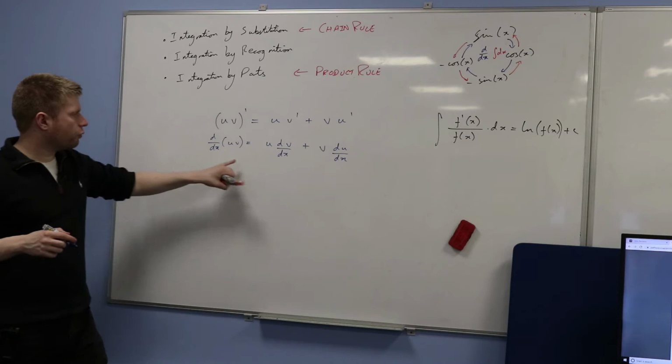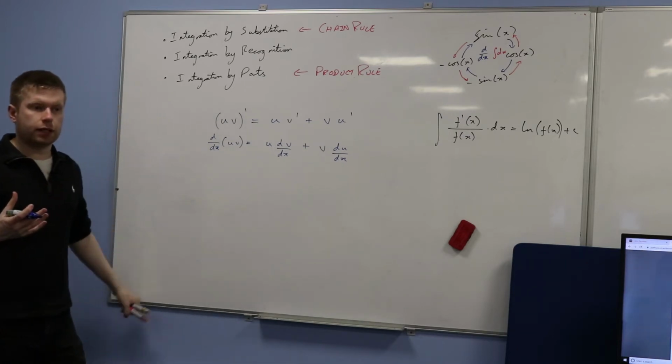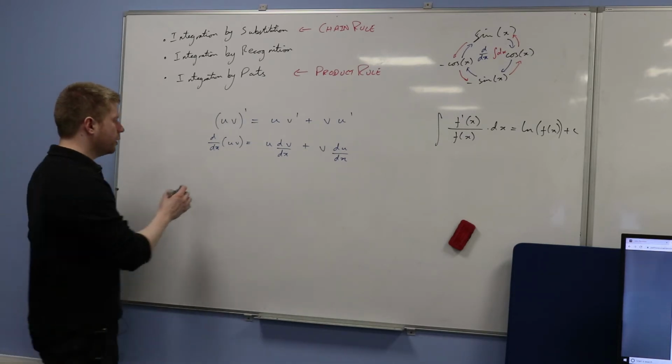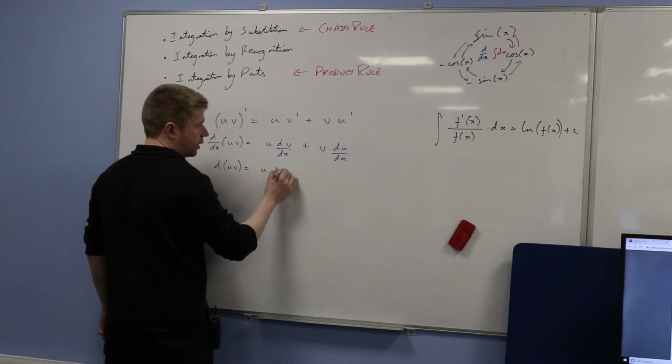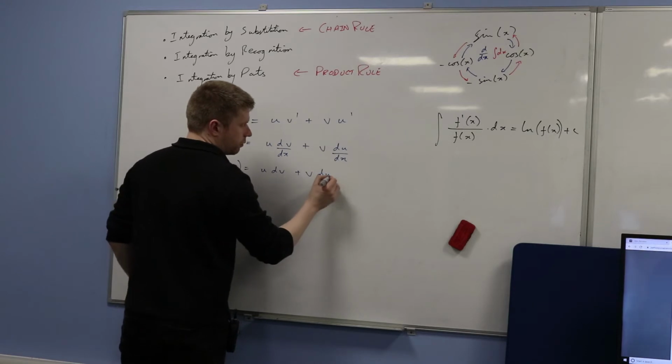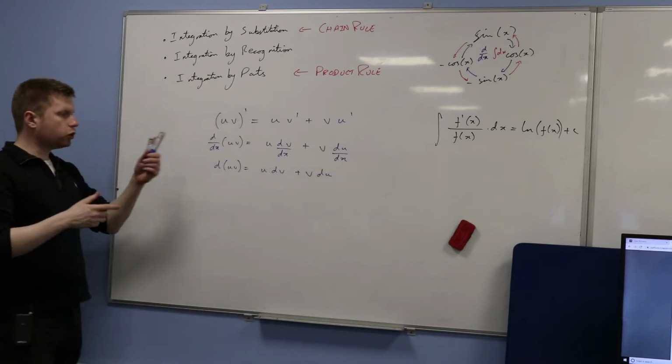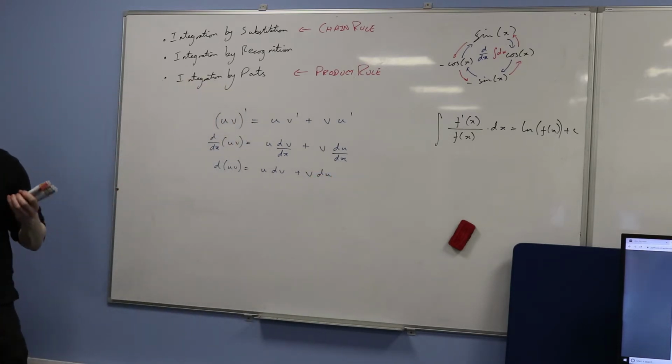Just for the sake of simplicity, I'm going to rewrite this by multiplying through by dx, so we get rid of the dx's in each thing. So I'm going to get d(uv) is equal to u dv plus v du. I've literally just multiplied through by dx. It's just a fraction, so I can do that.